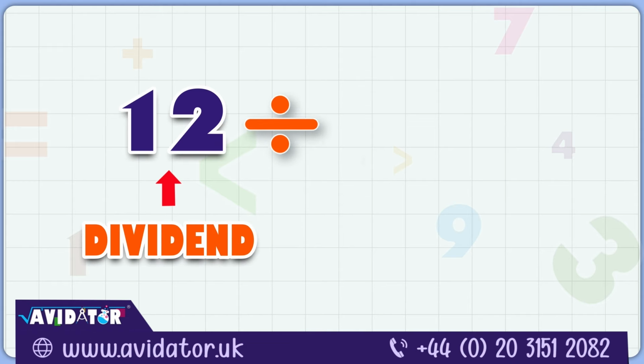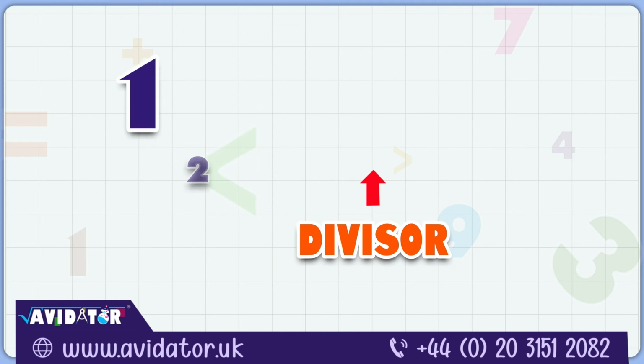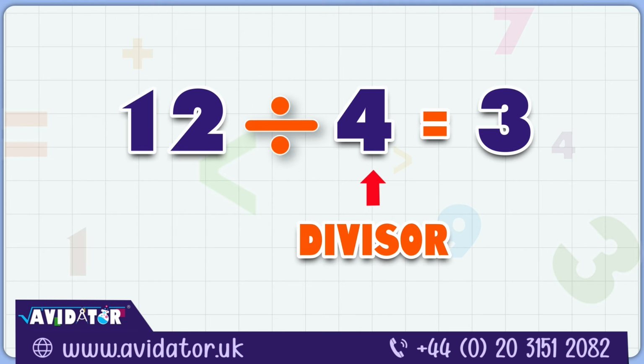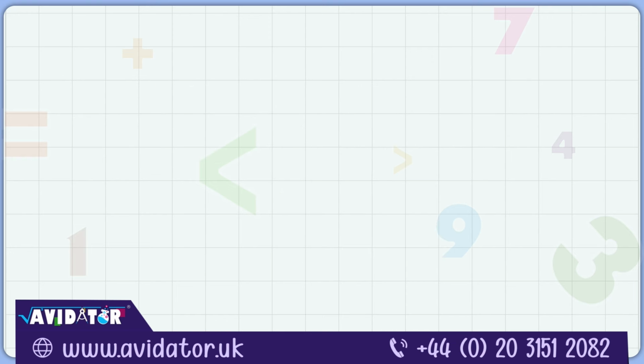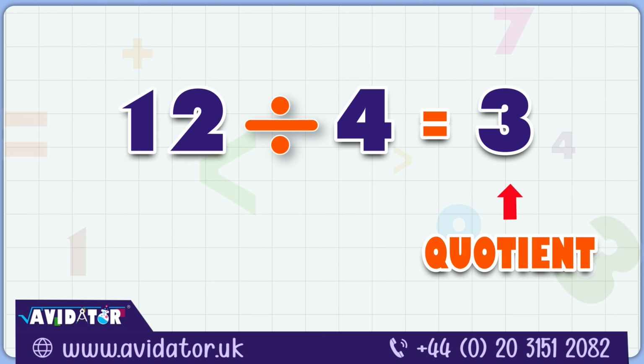Dividend, the number you're dividing. Example: 12 in 12 divided by 4. Divisor, the number you're dividing by. Example: 4 in 12 divided by 4. Quotient, the result of the division. Example: 3 in 12 divided by 4.